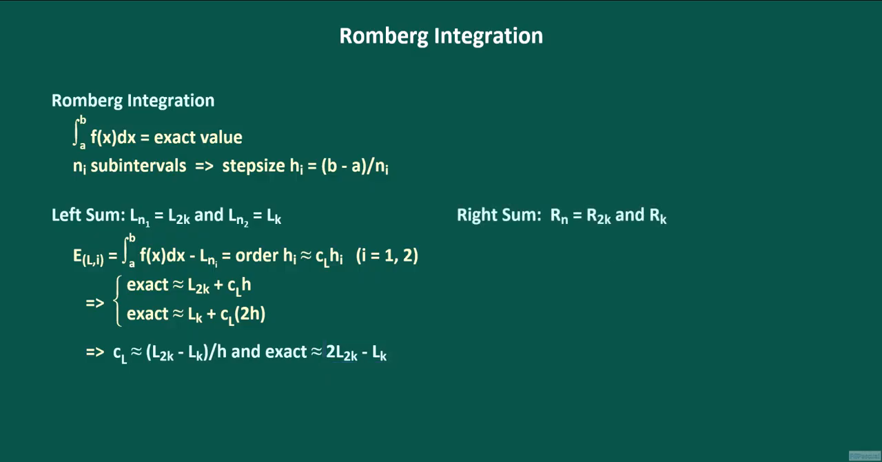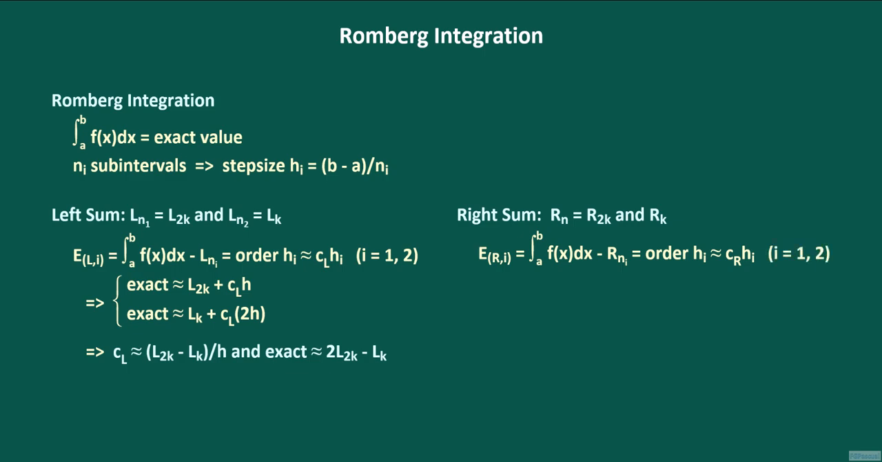Similarly, for the right sum r sub n sub i, we define the error e sub ri to be the exact value of the integral minus r sub n sub i. The error e sub ri, like e sub li, is of order h sub i, so that e sub ri behaves like a constant c sub r times h sub i for small values of h sub i.